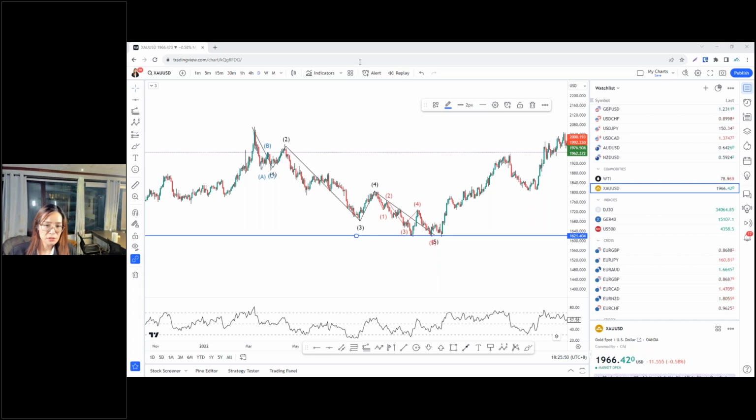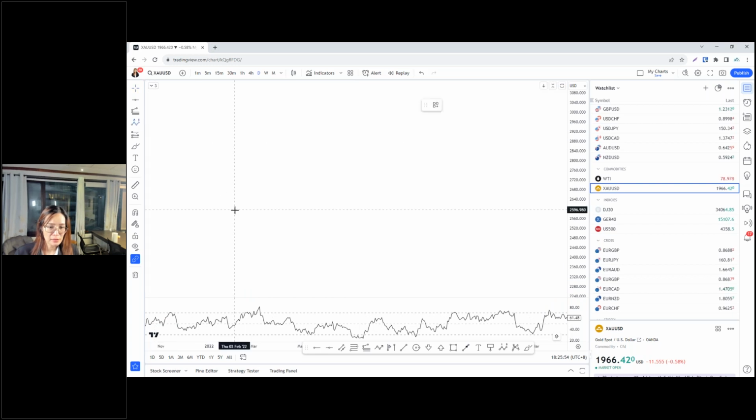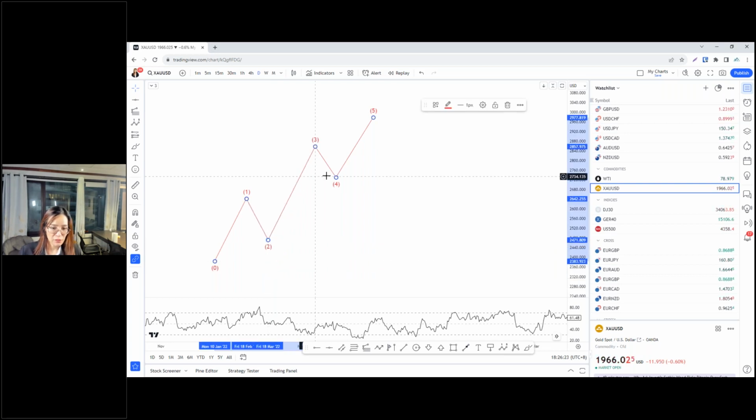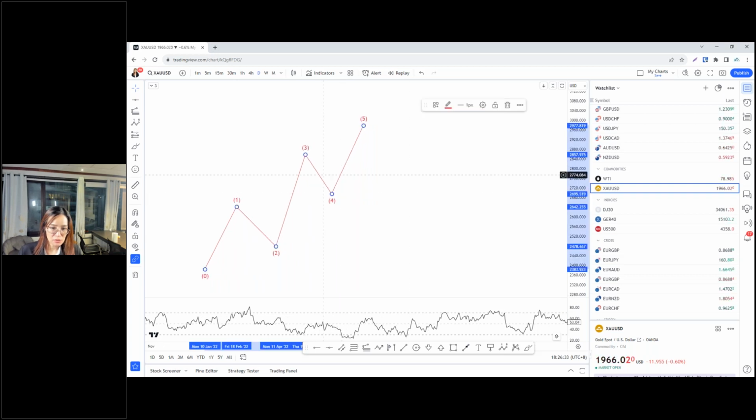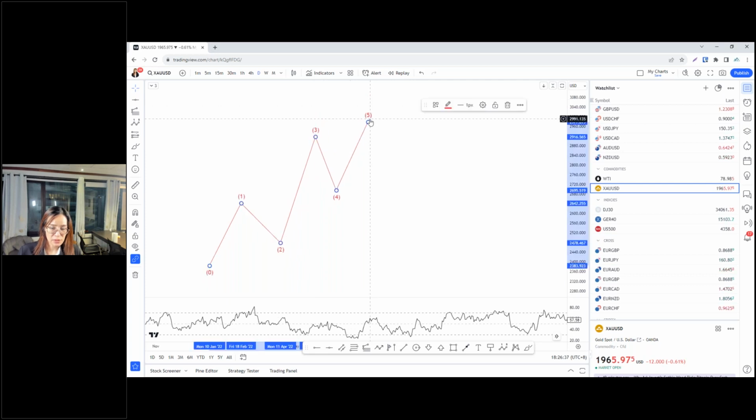Just to make it easy to remember, we just remember the rule, right? Just a recap, okay? Wave 2 cannot go below the beginning of wave 1. Usually it will retrace about 50 to 61.8%, but it just cannot go below. Wave 4 cannot overlap or coincide with wave 1, which is here. Cannot go below. And wave 3 cannot be the shortest of waves 1, 3, and 5. It could be shorter than wave 5, but cannot be shorter than wave 1. Okay, that's it for Elliott Wave.